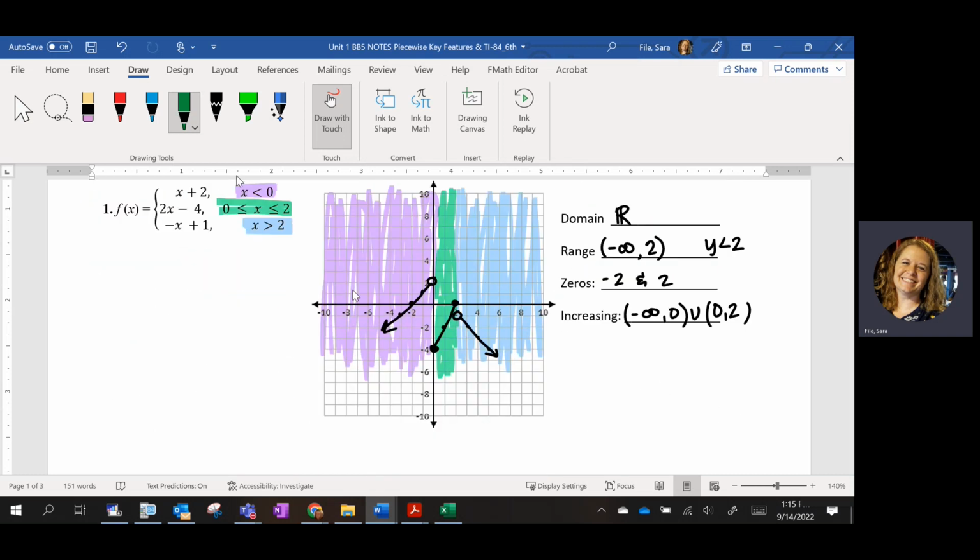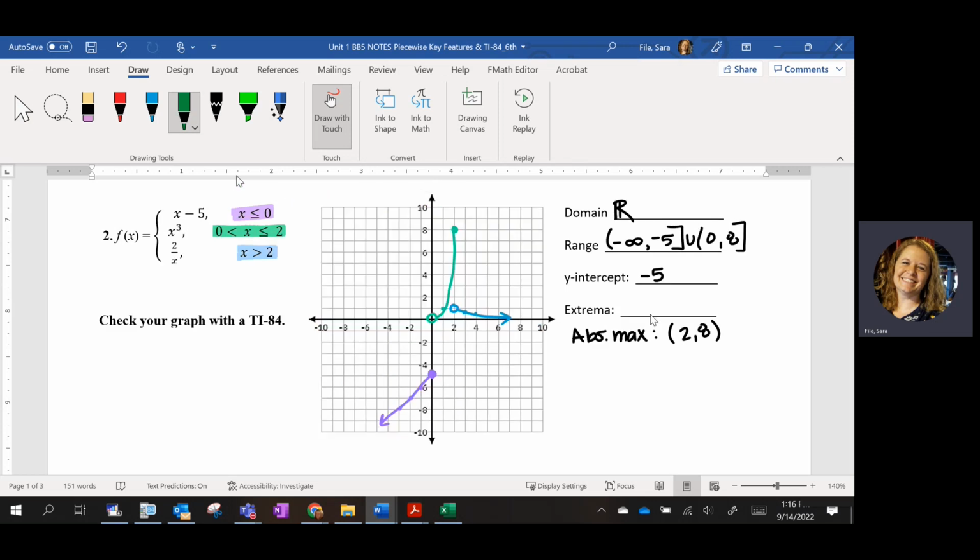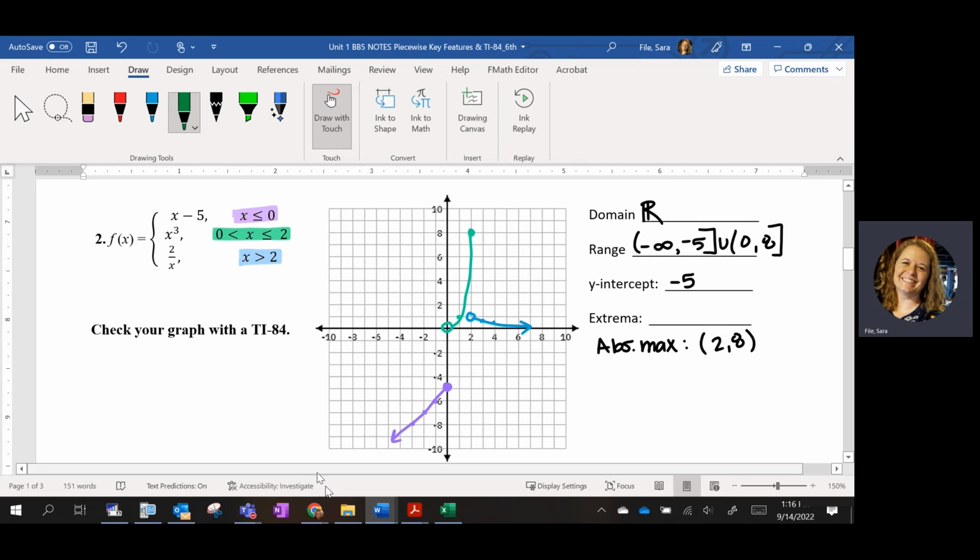We went over number 1. We did it all by hand. We got the key features. And then we did number 2 by hand, but we didn't do this part that said check with the TI-84 because we hadn't talked about it yet. So I do want to go ahead and do that now that we've gone over those steps.